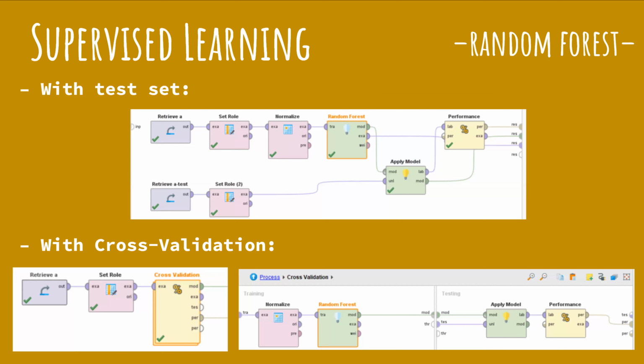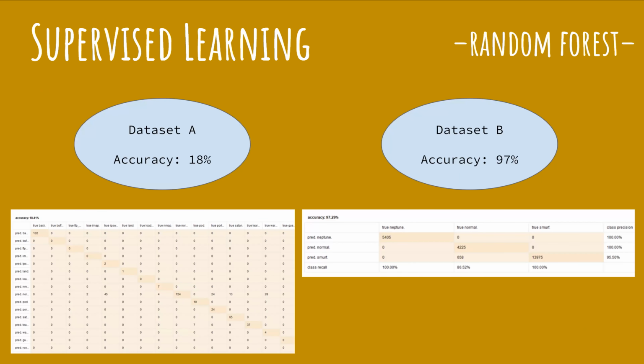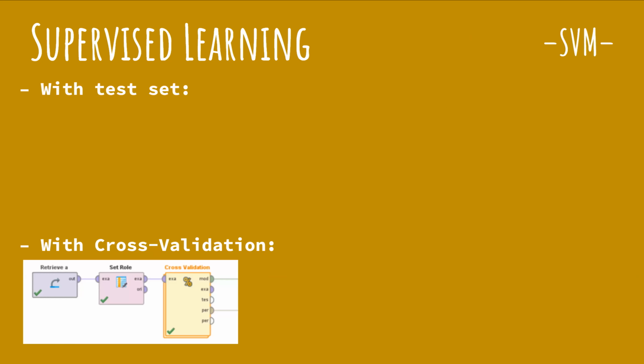The next classification method is the random forest. For dataset A, the accuracy we get is 18%, and the bias is still toward the normal class, which is not a good thing. But for dataset B, we get an accuracy of 97%. This is because the random forest can create many decision trees and makes really good predictions for large and complex datasets like dataset B.